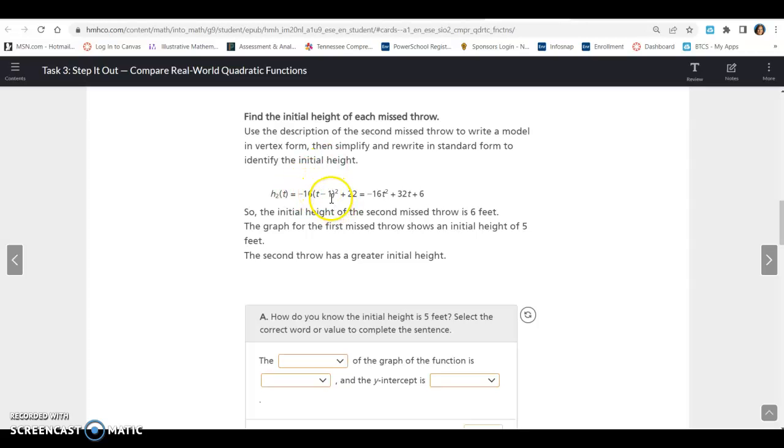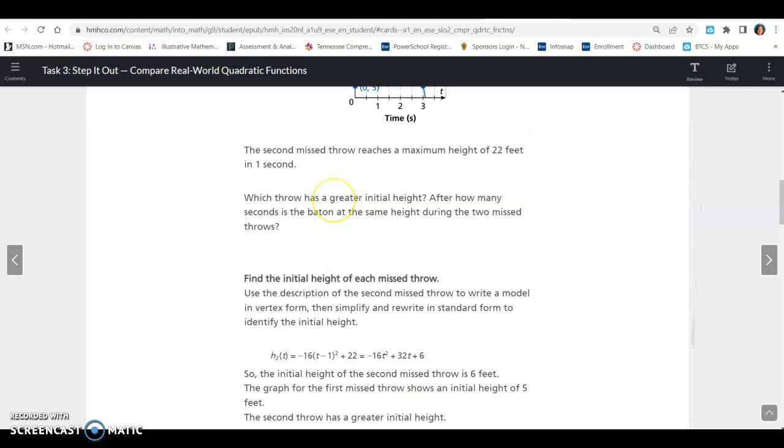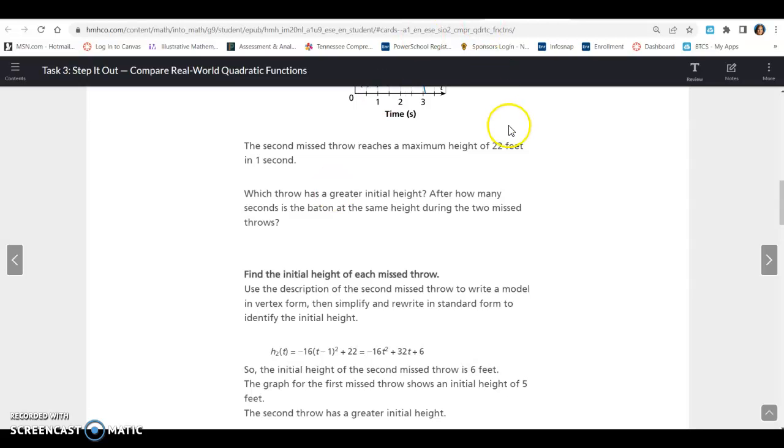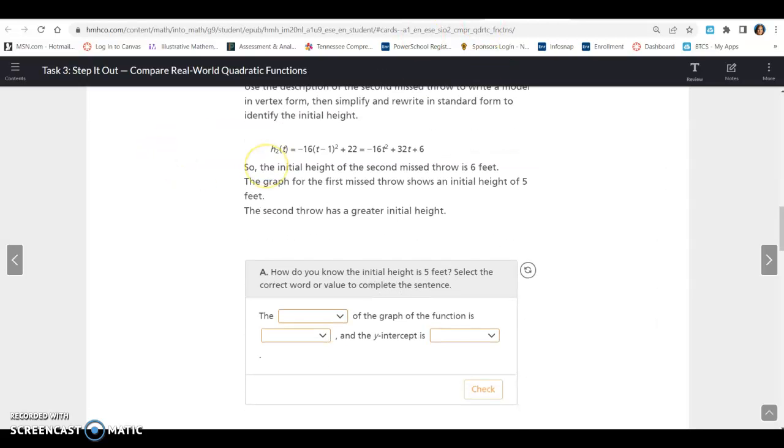All right, so we were given 1 and 22. That was given from our information above, 22 feet at 1 second. And we're just going to plug it into our general formula here. So our second height is modeled by h2 of t. So our height in time is negative 16 times (t minus 1) squared plus 22.